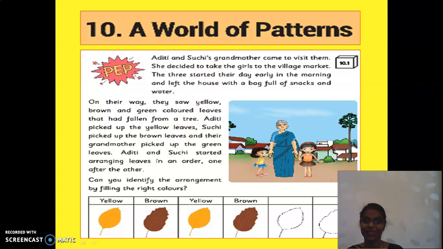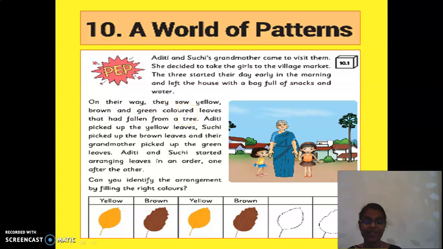So let me discuss that. Aditi and Suchi's grandmother came to visit them. She decided to take the girls to the village market. The three started their day early in the morning and left the house with a bag full of snacks and water. Whenever we go out for purchasing or something else, we carry some snacks, isn't it? Likewise, on their way, they saw yellow, brown and green colored leaves.